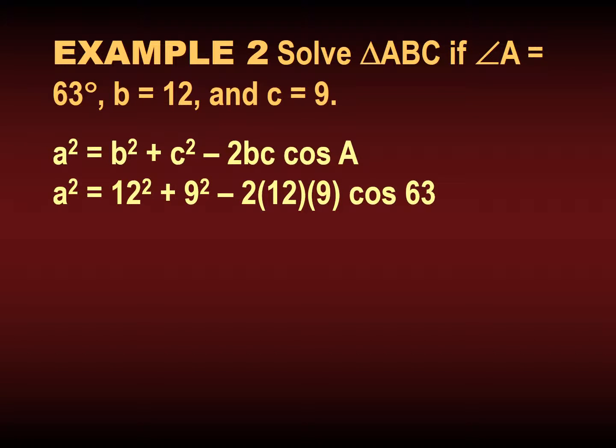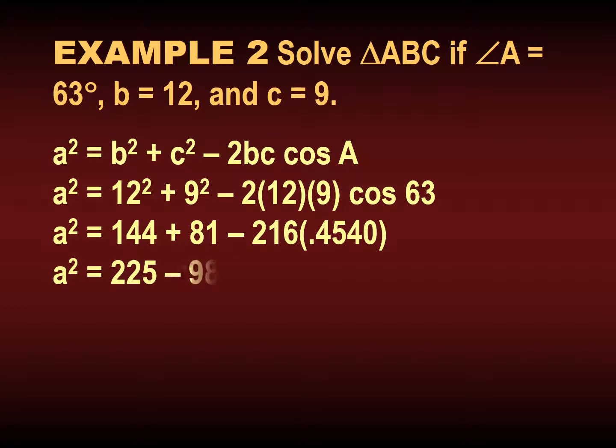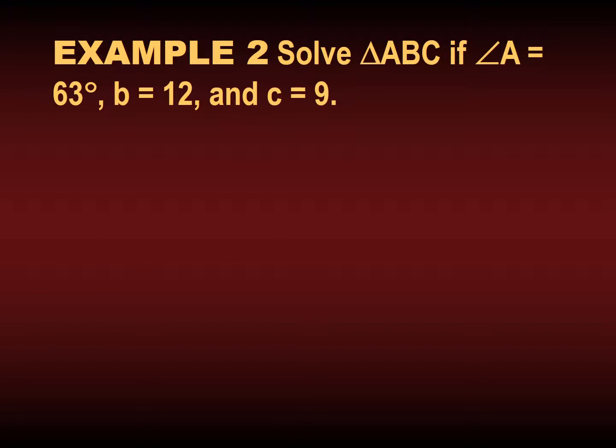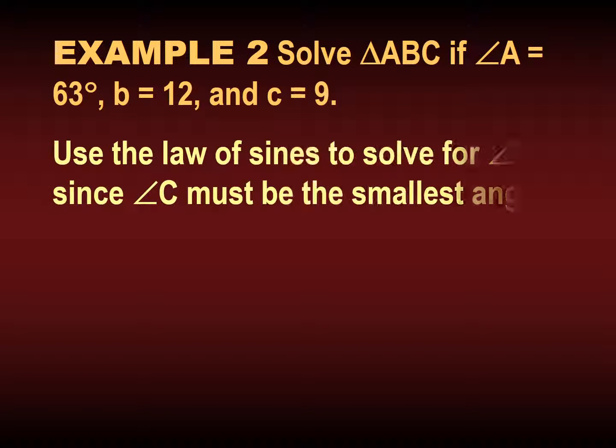So I plug in angle A equals 63, and I plug in B equals 12, and I plug in C equals 9. I go ahead and do the math, following my order of operations. My last step is to square root both sides, and I get approximately 11.3. So now that I know what side A is, I can use the law of cosines to solve for angle C, since angle C has to be the smallest angle, since side C is the smallest side.